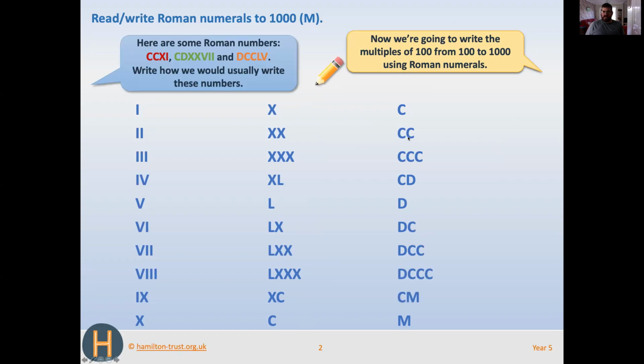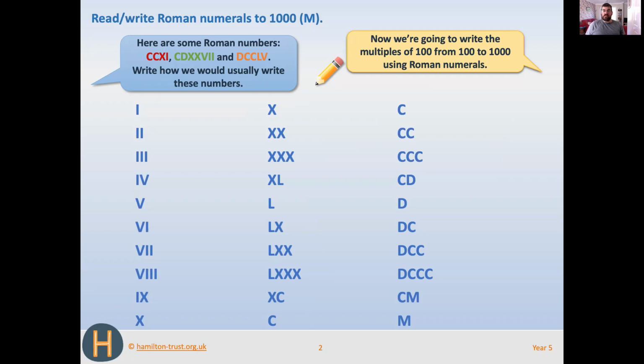You can see there, C, CC, CCC, 100, 200, 300. 400 is 100 less than 500, CD. And then DC, 600, 700, 800, and then 100 less than 1,000 is M, 100 less than M is 900, all right? So how about these ones? Any thoughts? What do you reckon? Have a go.